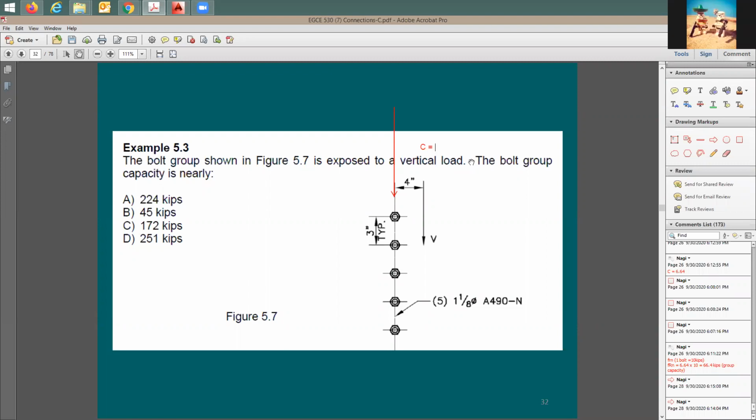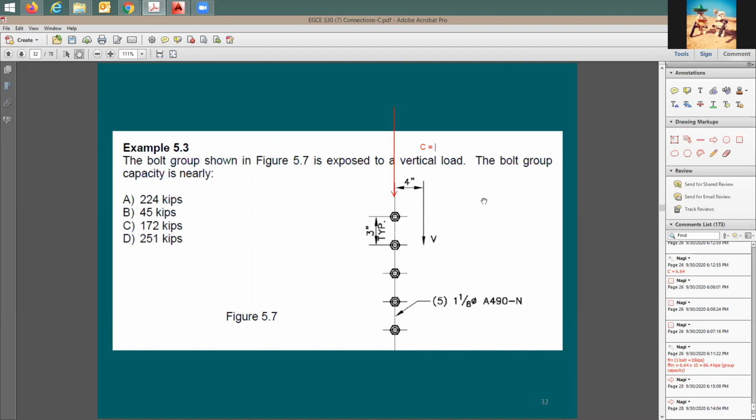So looking at table 7.7, we can see the spacing is 3. Our eccentricity is 4, and then we have 5 bolts. There is no eccentricity now. What I'm saying is, if there's no eccentricity, if the eccentricity is equal to 0. Oh, okay. So then it's just a direct V.